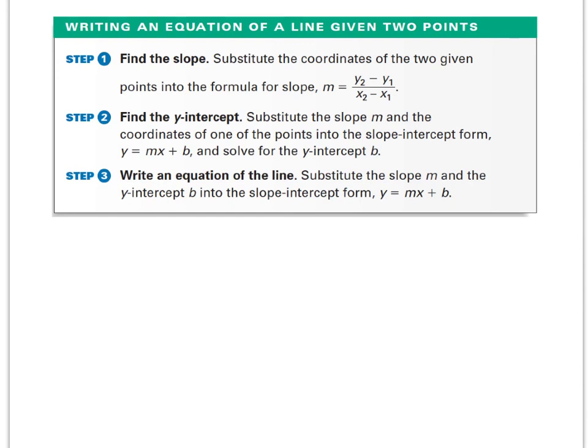So in summary, step 1, when you're writing an equation of a line given 2 points, your first step is to find the slope using y minus y over x minus x. Second, substitute the slope and one of the ordered pairs in for x and y and solve for b, unless of course one of your points has x equal to 0, then you know you have the y-intercept already. And then write the equation of the line, putting the slope back in as the coefficient of x and the y-intercept as the constant. Remember, every equation of a line needs x and y as variables.